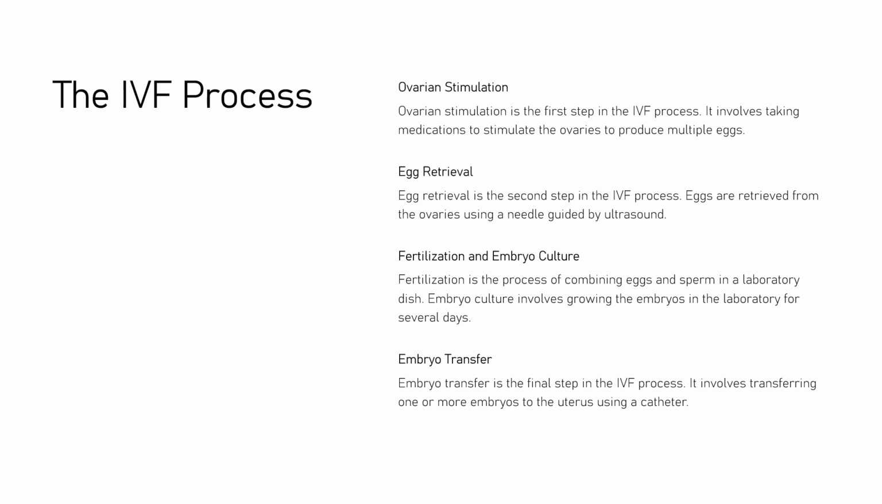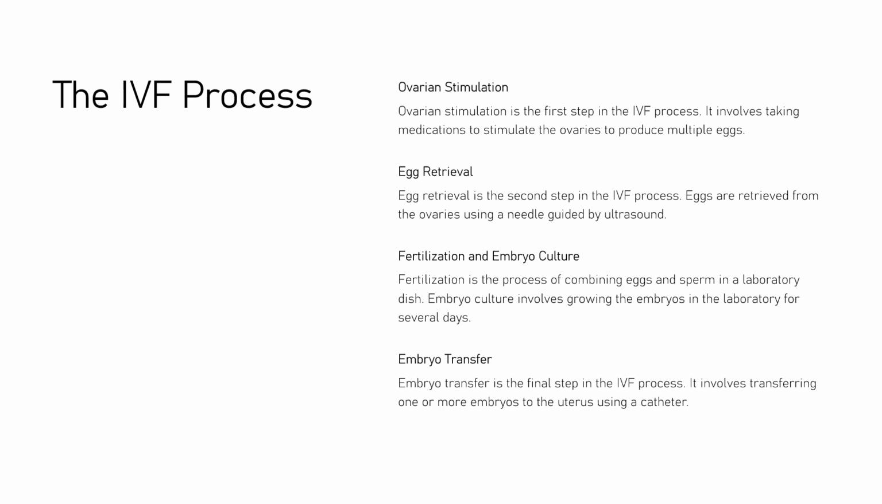The IVF process, ovarian stimulation. Ovarian stimulation is the first step in the IVF process. It involves taking medications to stimulate the ovaries to produce multiple eggs. Egg retrieval. Egg retrieval is the second step in the IVF process. Eggs are retrieved from the ovaries using a needle guided by ultrasound.